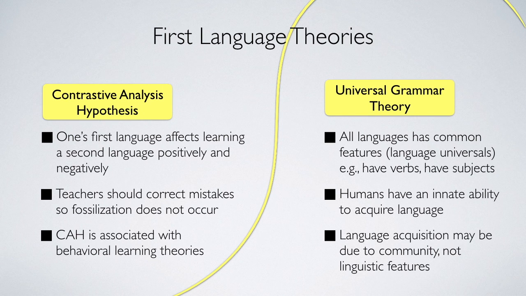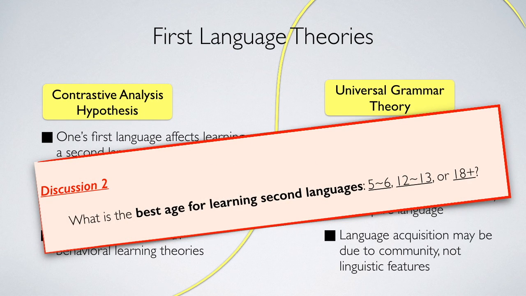What do you think? In your opinion, what is the best age to learn second languages? Young, that is around the start of elementary school, around puberty, that is about 12 or 13 years of age, or at adulthood, that is around 18 years or older. Prepare some ideas and share them in class.